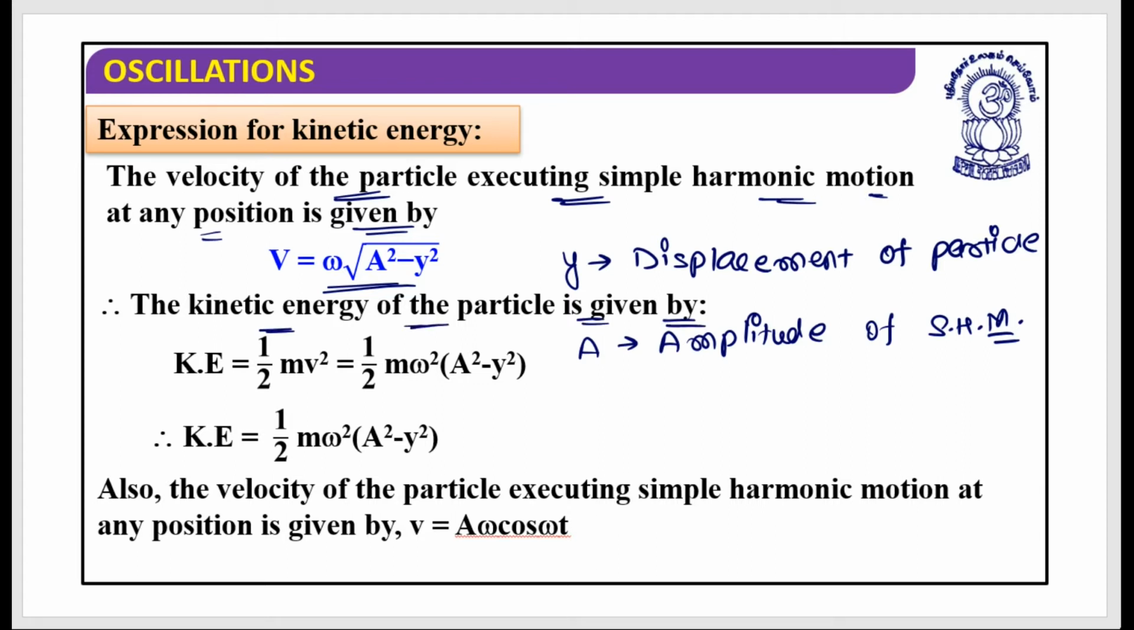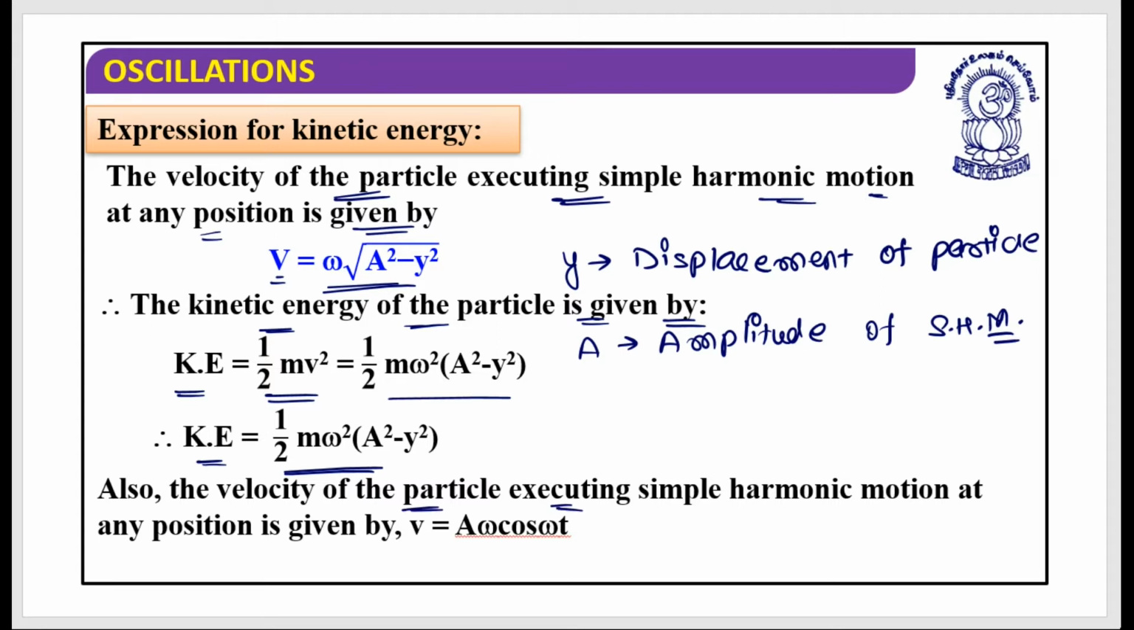So the kinetic energy of the particle can be given as half mv². If I replace v with ω√(a² − y²), this is ½mω²(a² − y²). So this kinetic energy is equal to ½mω²(a² − y²).